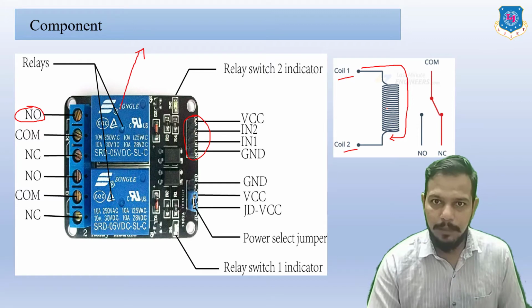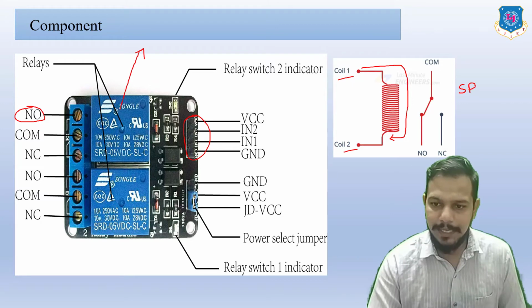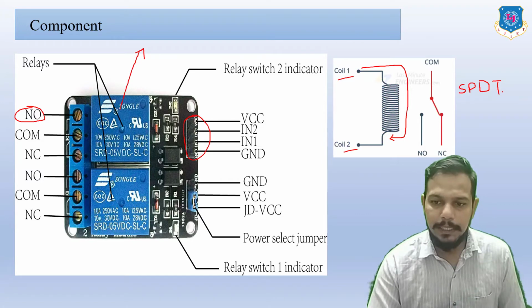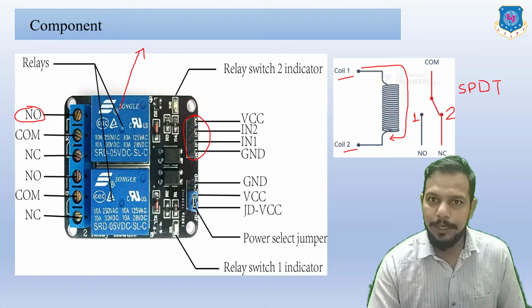Due to this magnetic field, this switch is attracted towards this coil, and this switch is known as SPDT. SP is single pole, and DT stands for double throw switch. So it is one type of switch known as SPDT, single pole. Here it is the movable pole, which is single. Double throw, it can throw to two sides. Here number 1 is the NO side, and here number 2 is the NC side. That's why it is known as single pole double throw switch.